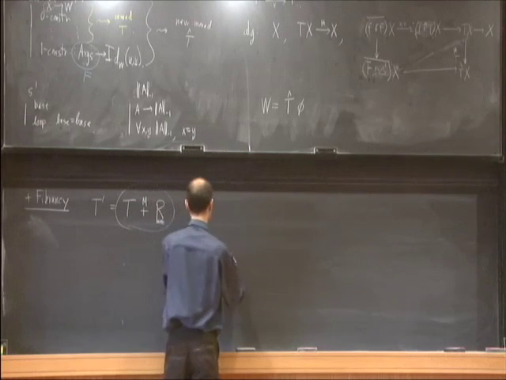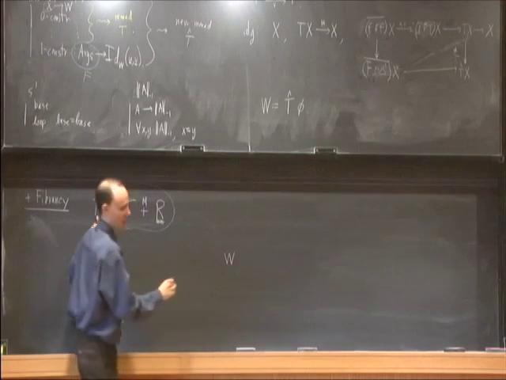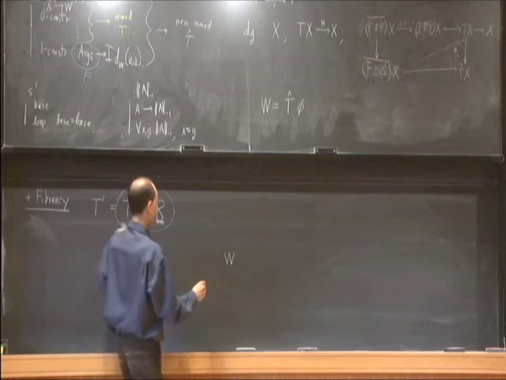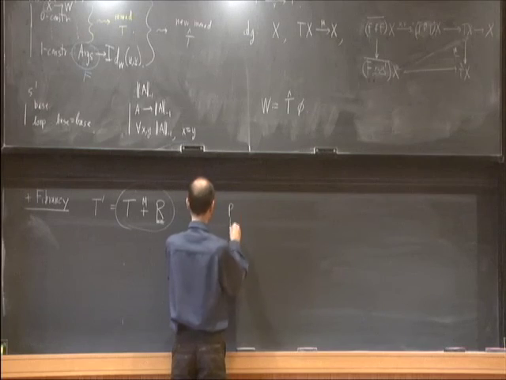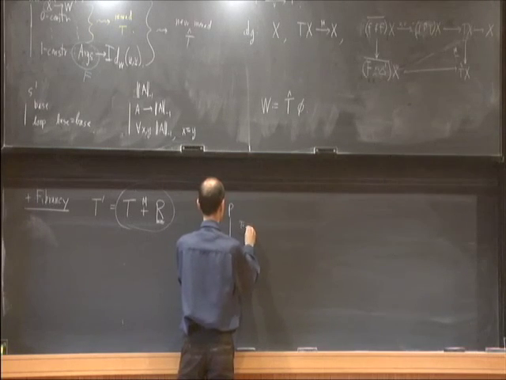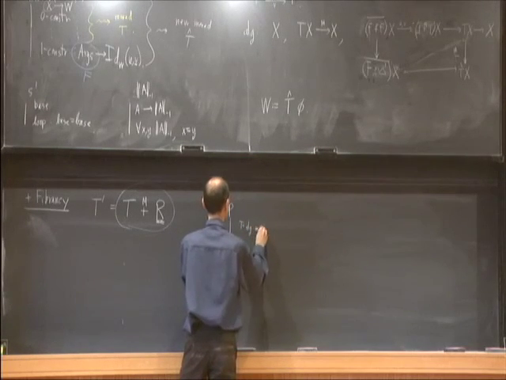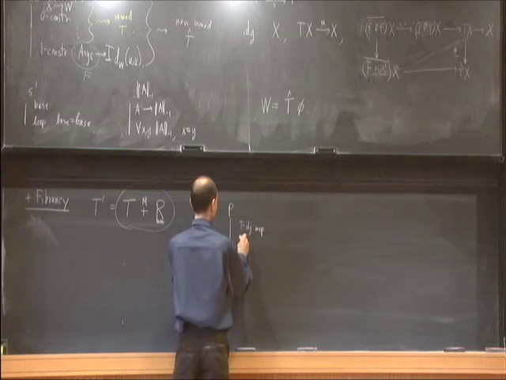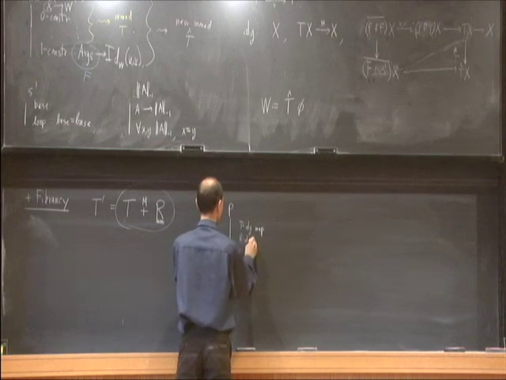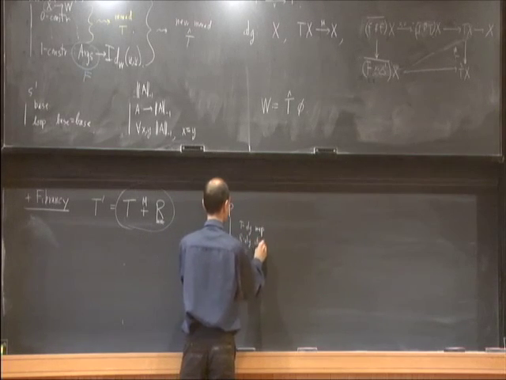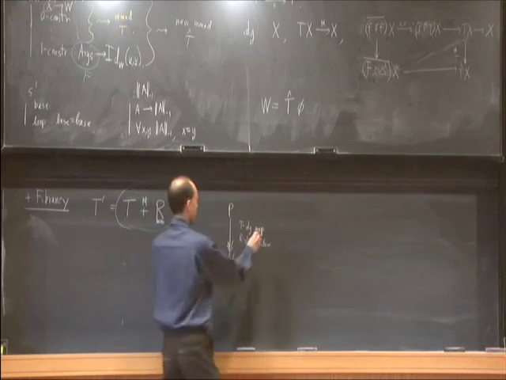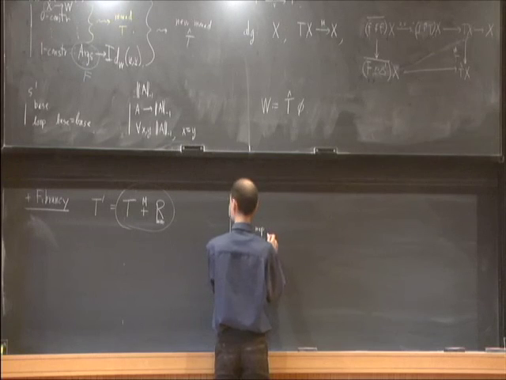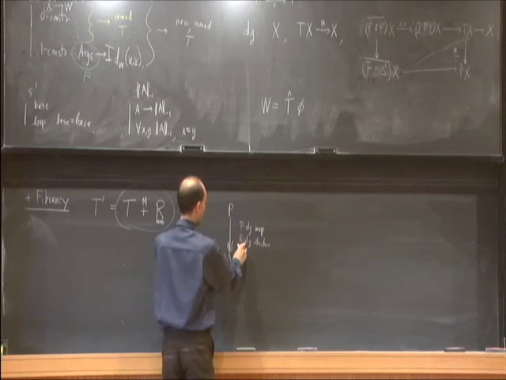So if W is the initial T prime algebra, and I have a fibration, which is a T algebra map, then I can choose an R algebra structure on it.